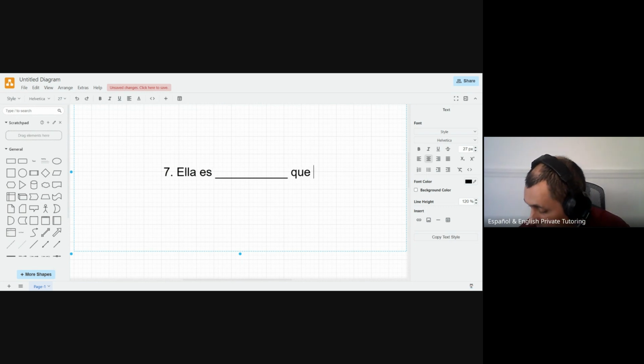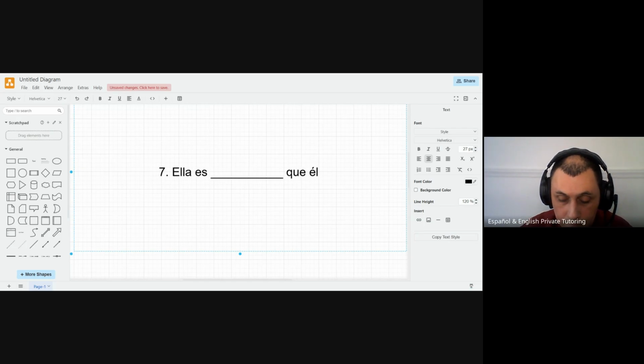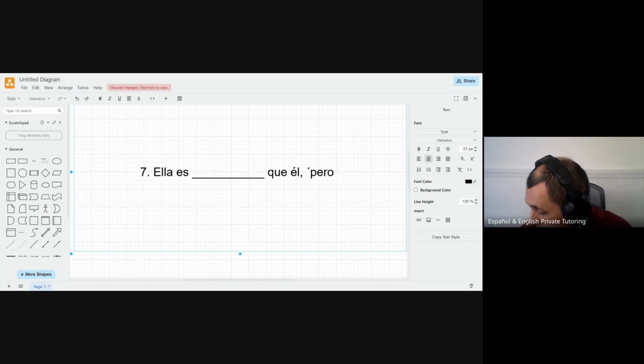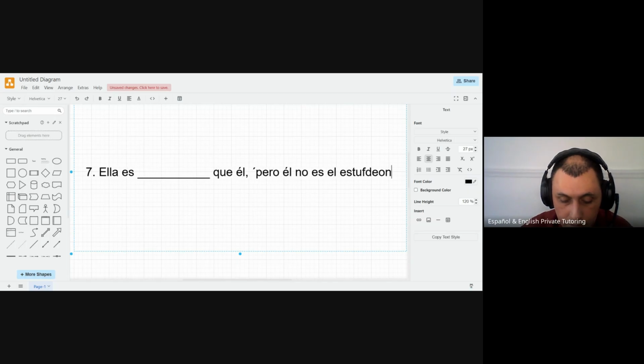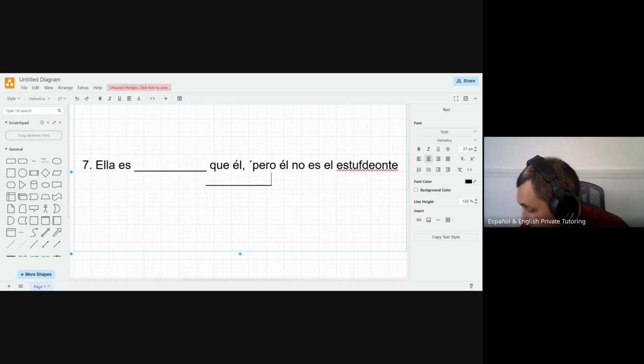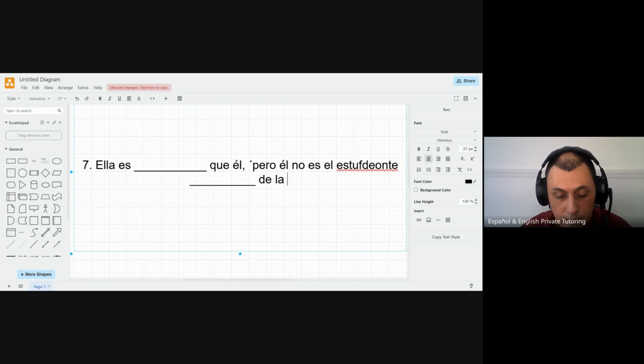Okay. Ella es blanquear, pero él no es el estudiante. Es estudiante blanco de la clase.